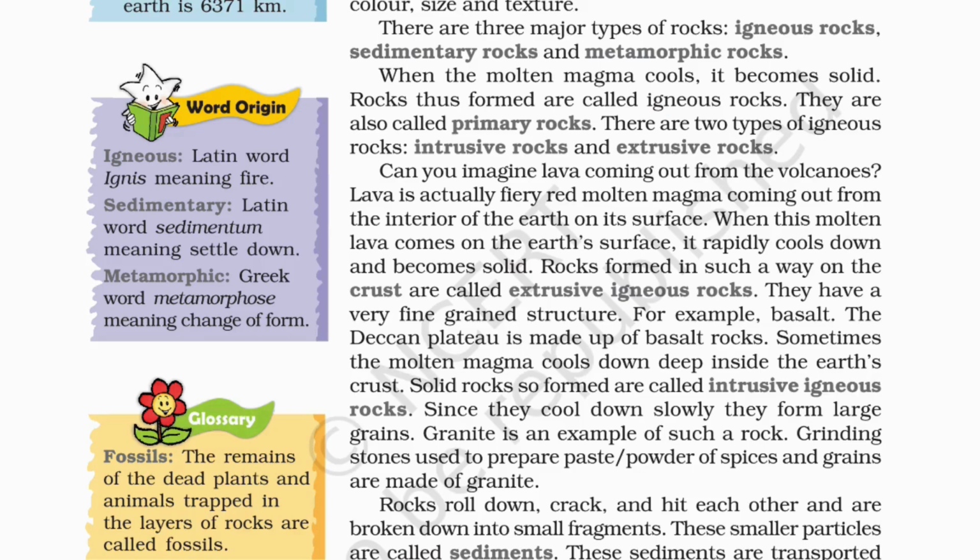Since they cool down slowly, they form large grains. Because it is deep inside the Earth, there is high heat and pressure, so this molten magma cools slowly. Since it cools slowly, they form large grains. Granite is an example of such a rock. And grinding stones used to prepare paste and powder of spices and grains are made up of granite. You might have seen your mothers making chutney on a big piece of stone, right? That is the granite stone.